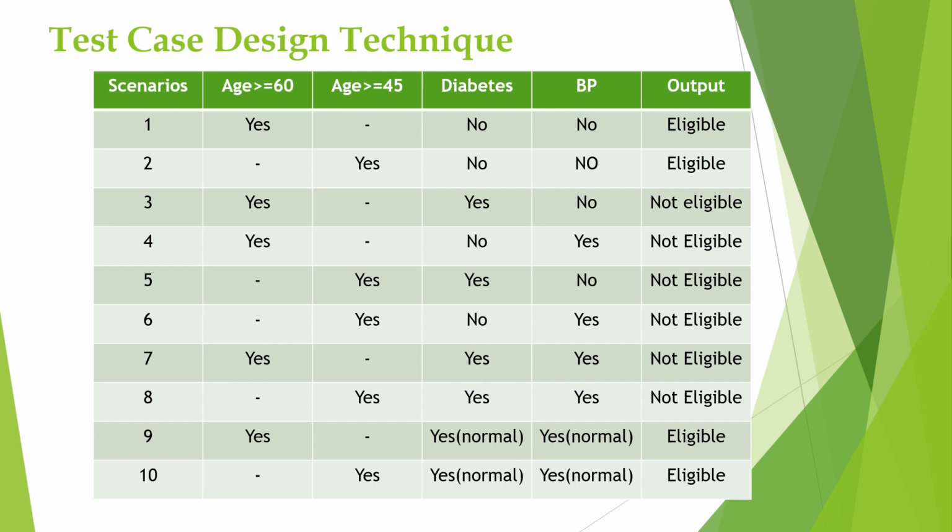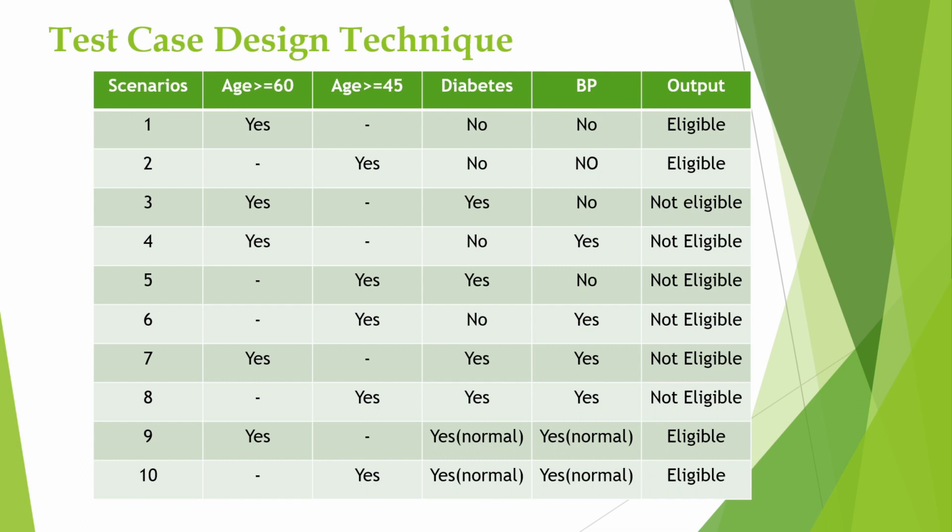In the same way, if the person's age is above 45 with no BP and no diabetes, then the expected output should be eligible. If the person's age is above 60 with diabetes and no BP, then he should not be eligible. If the person is above 60 and does not have diabetes but has blood pressure, then the output should be not eligible. If the person's age is above 45 and he has diabetes and the BP is normal, then he should not be eligible.